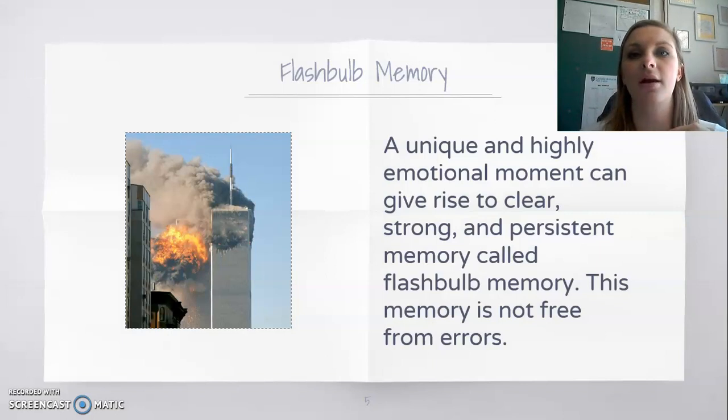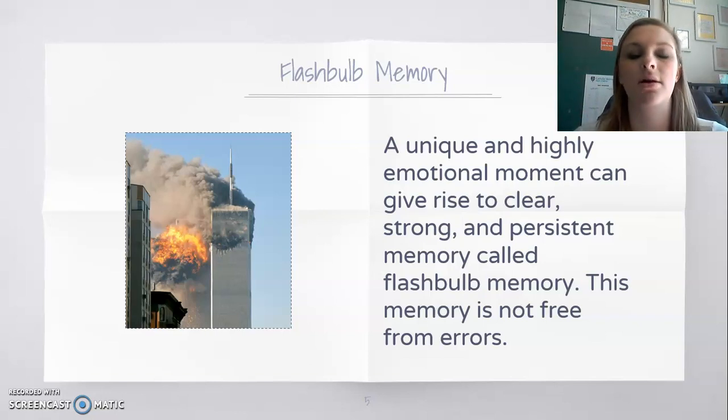We're going to start with kind of an intense memory, and those are called flashbulb memories. Flashbulb memories are these highly emotional moments in life, and then they give rise to a very persistent and strong and clear memory. However, this memory is not free from errors. We just tend to remember it pretty strongly.